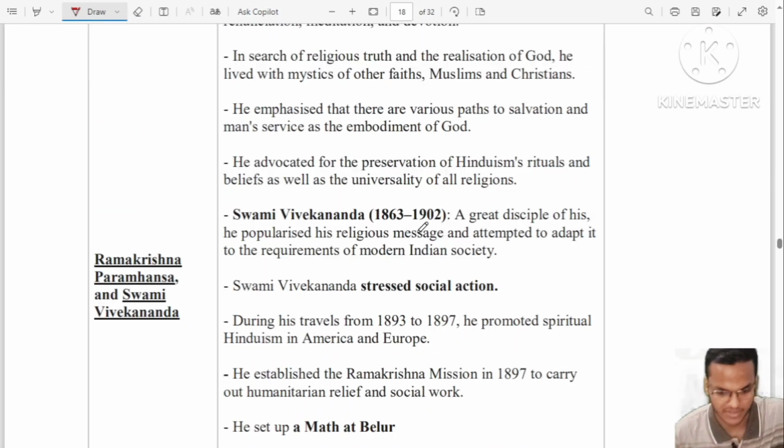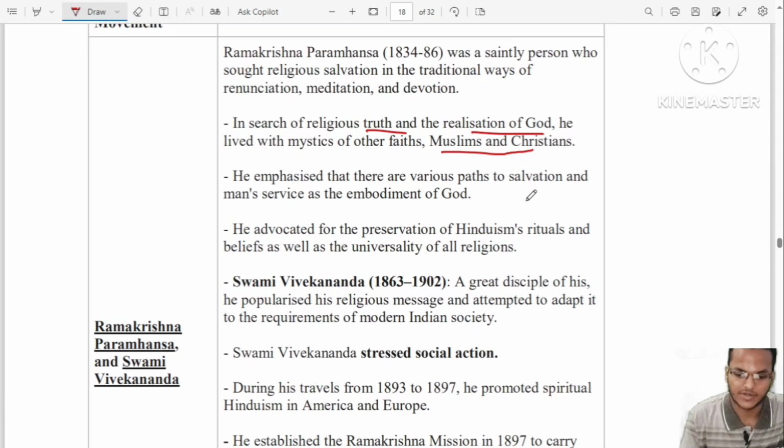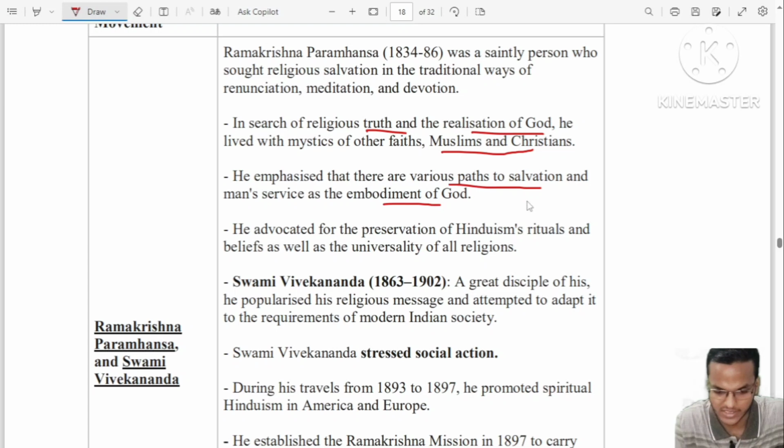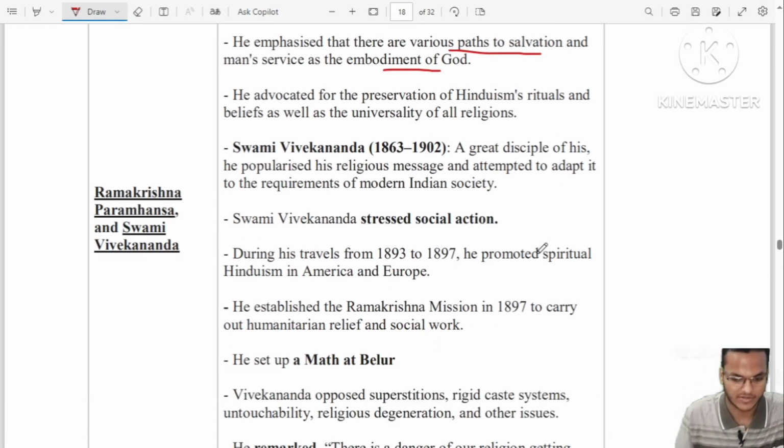Then next come Ramakrishna Paramhansa and Swami Vivekananda, though these are not that important. Ramakrishna's ideology was the search for truth and realization of God. He lived with mystics of other faiths, Muslim and Christian. He accepted all religions. He realized the various paths to salvation and men's service as the movement of God. He also said service to society is service to God.